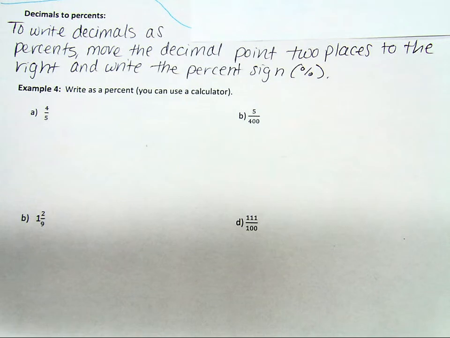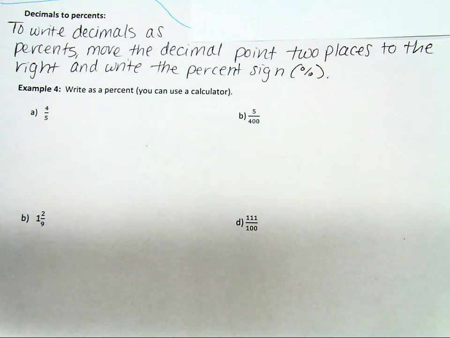Next, we're going to talk about how to change a decimal to a percent. It's kind of a little shortcut. So to write decimals as percents, you're going to move the decimal point 2 places to the right and write the percent sign. Now, earlier we talked about how to first write it as a ratio and then write it as a percent. So that's another option, but this is kind of the shortcut.